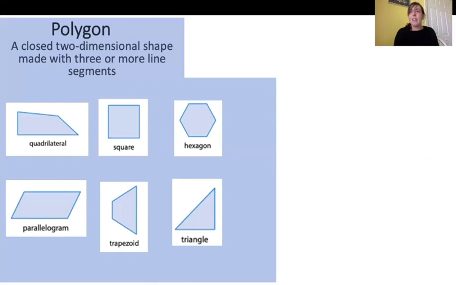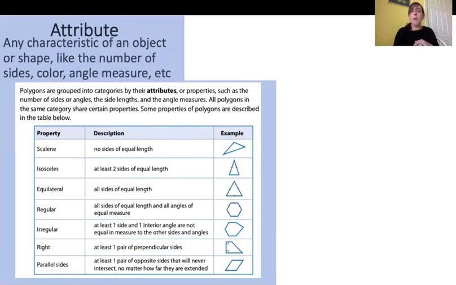has 6 sides. Pentagon has 5 sides. All of those polygons that you've talked about, all of those shapes that are in fact closed and have 3 or more line segments, those are the things that we're looking at right now as polygons. Okay, an attribute is any characteristic of an object or shape, like the number of sides, the color, the angle measurement. It can be any of those things.